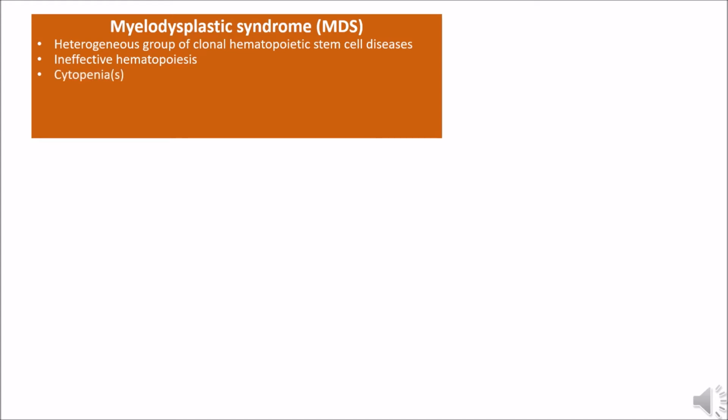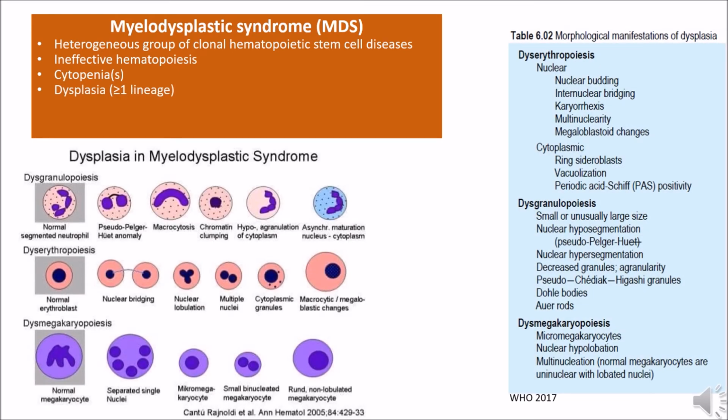These defects in maturation are associated with morphologic abnormalities, or dysplasia, which are listed in the table and illustrated in the graphic. The most common dysplastic features are hypogranular neutrophils, erythroid cells with multinucleation, irregular nuclear contours, or megaloblastic changes, and megakaryocytes with small, hypolobated nuclei or with widely separated nuclear lobes. Reactive or other neoplastic conditions may mimic dysplastic changes and should be excluded.